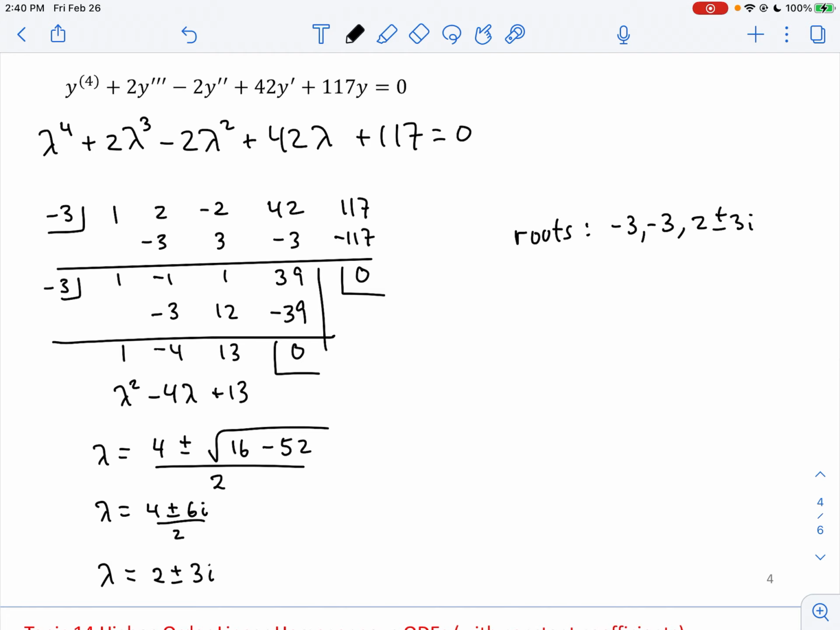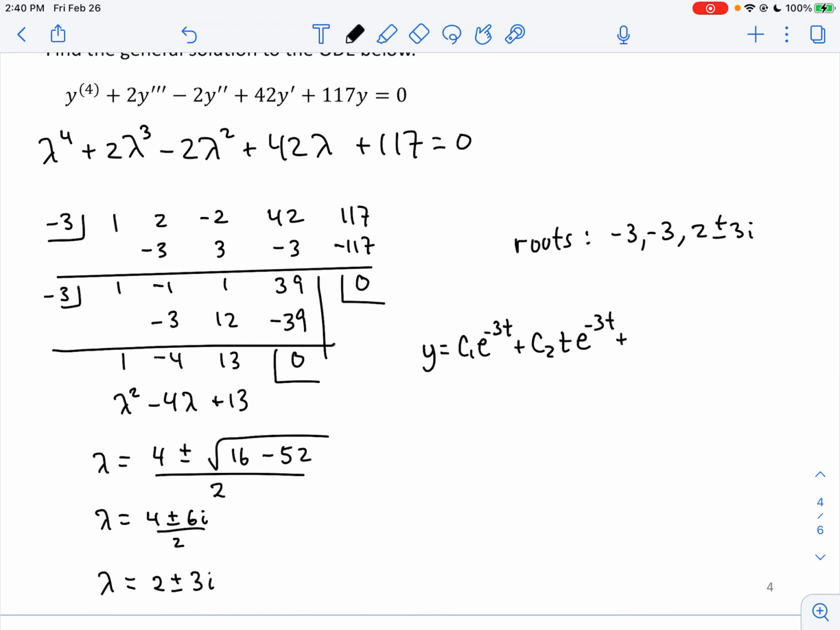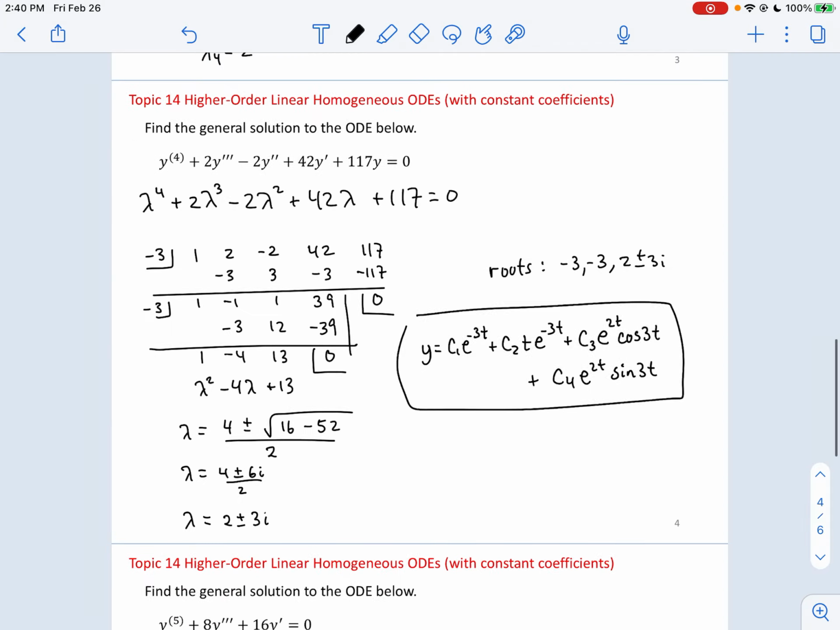So our general solution, y is equal to constant 1 times e to the negative 3t plus constant 2 times t e to the negative 3t, because negative 3 was repeated, plus constant 3 times, and if you recall how to do a plus or minus bi, it is going to be e to the at, so e to the 2t times cosine, and then the b there is a 3, so cosine 3t. And then plus, I'll just write it here, plus c4 times e to the 2t sine 3t. And here is our general solution.